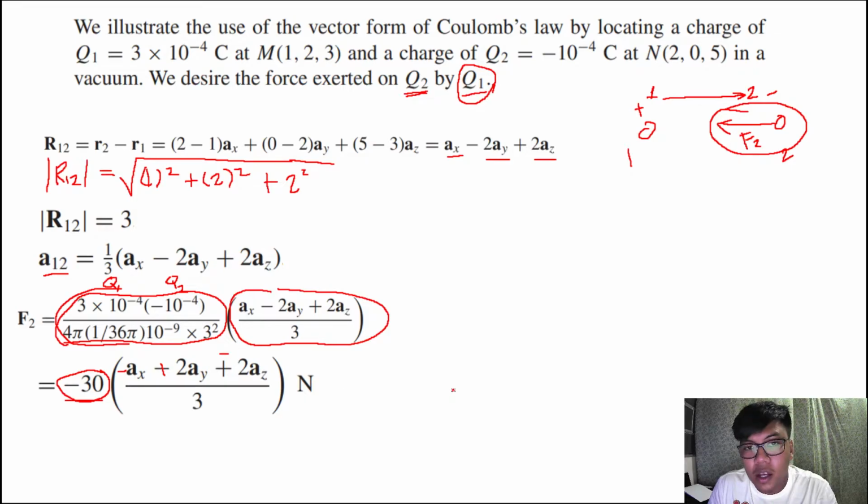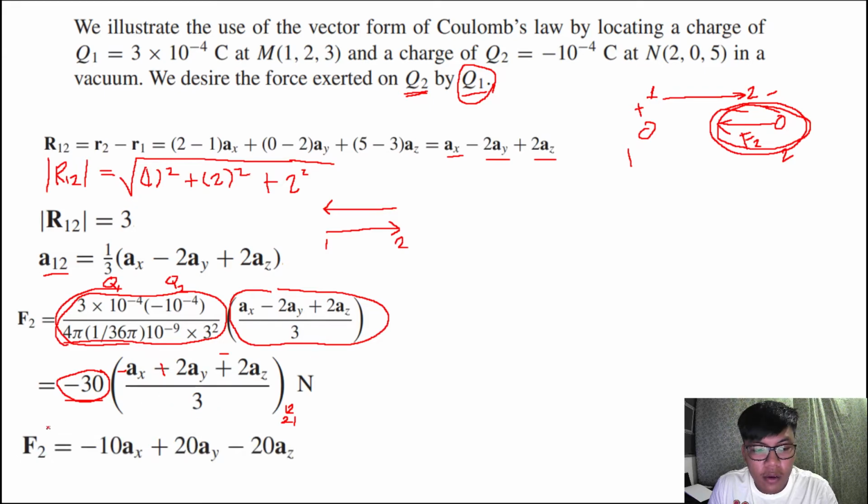Anong ibig sabihin kapag nagpalit ng sign? So, kung papunta ka ng 1, 2, nagpalit ka ng sign, so magiging 2 to 1 na ngayon yan. Okay, so kaya yung kaninang direction natin na from 1 to 2, minultiply natin ng negative, so nabaliktad na ngayon yung direction. Tumama na sa tamang direction ng force exerted on F sub 2 or Q2, no?